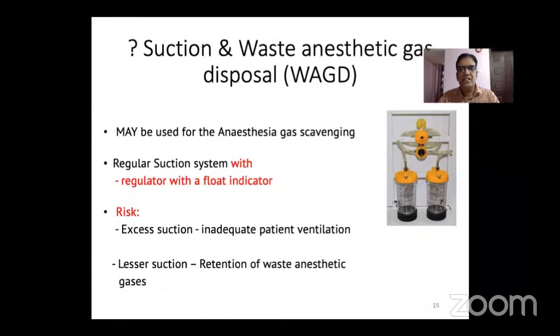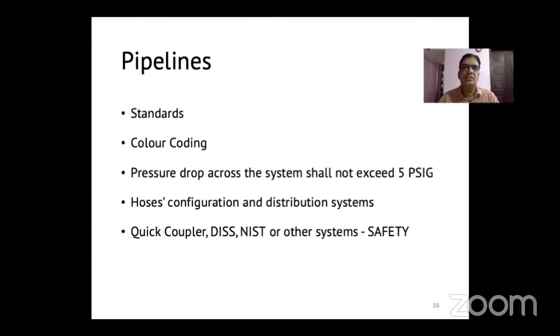Can the suction apparatus be used to scavenge the anesthesia gases? They can scavenge the whole system within the OT, but what about the anesthesia gases per se, which is our domain? It is possible only when we have a regulator with a float indicator, but there are risks there. If there is excess suction, there is inadequate patient ventilation. If there is lesser suction, there is a risk of retention of waste anesthetic gases.